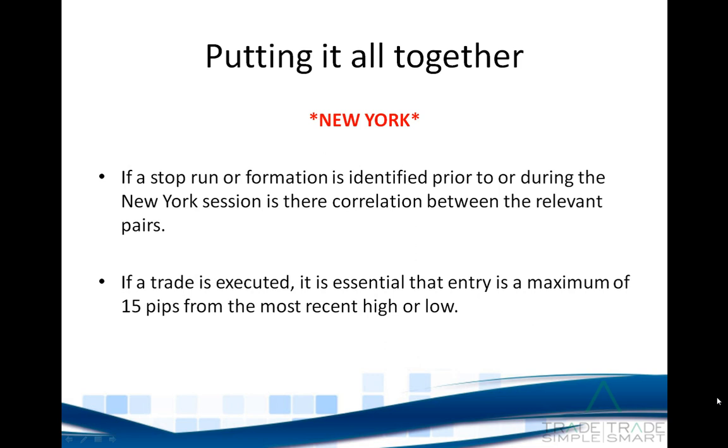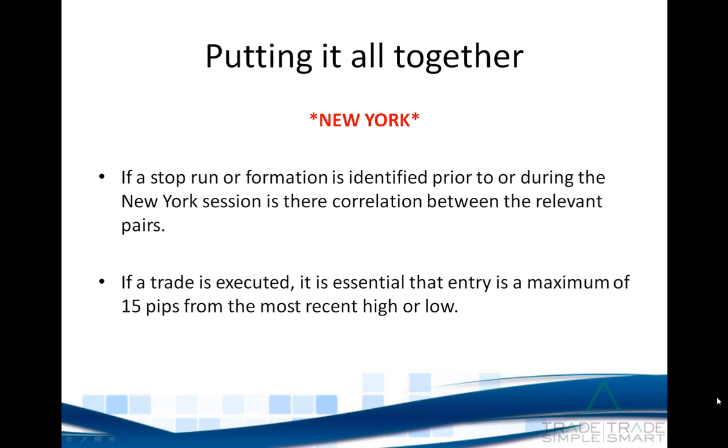Next, if a stop run or formation is identified prior to or during the New York session, is there correlation between the relevant pairs? So whether we're looking for the trend continuation and the stop hunt that takes place during a retracement just prior to the Open, or whether we've seen 3 levels of rise or fall and we're looking for the New York reversal, once we have identified the stop run or the formation, we want to look for correlation between the market's relevant pair, and as we know, this will reinforce our trade entry decision.